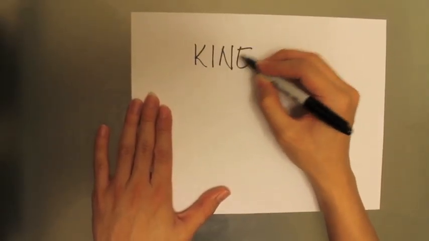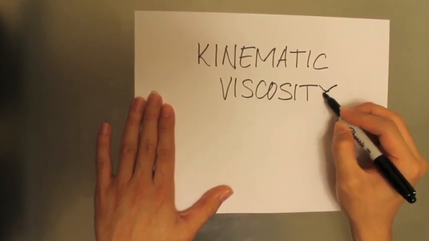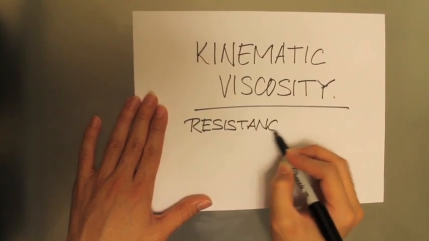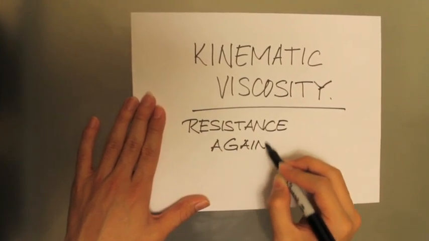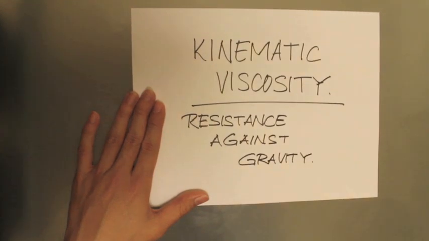Now let's look at a type of viscosity called kinematic viscosity. This is a fluid's resistance to flow under the influence of gravity. Think of it as pouring water from a bottle versus pouring maple syrup from a bottle. What's the difference when you pour these? Now let's head back to the kitchen and investigate kinematic viscosity of milk and honey.